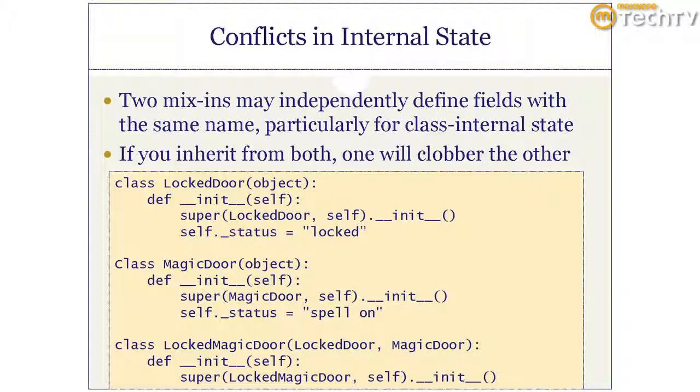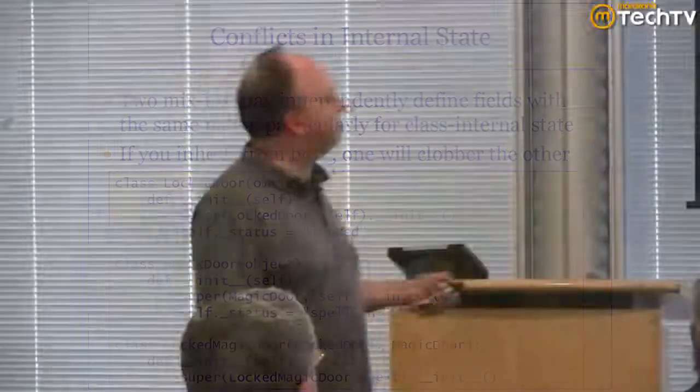But for the locked door class, going back to our adventure game example, the status field says whether it's locked or not. And for the magic door, it tells you whether a spell is activated for the door. Now we want to combine them in a locked magic door. What happens then is one of these is going to override the other, and the other class is going to have its values overwritten. That's not what you want. And if you're just composing these classes and you don't look at the internal implementation, you won't be aware of that. So this is something to be careful of with mixins.